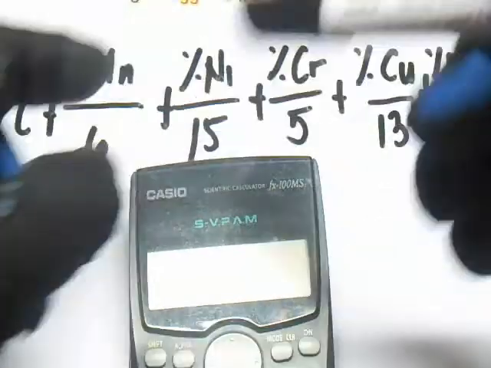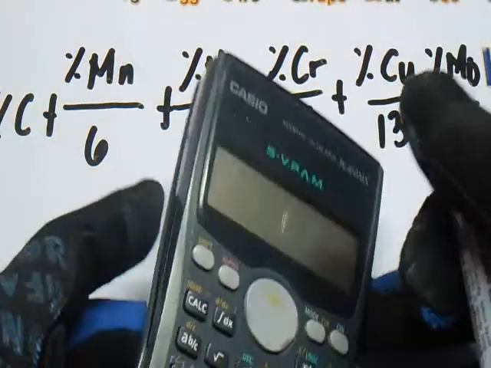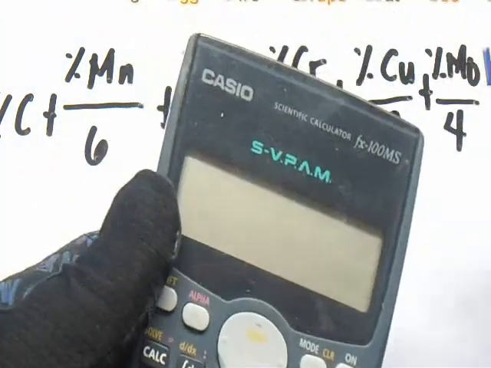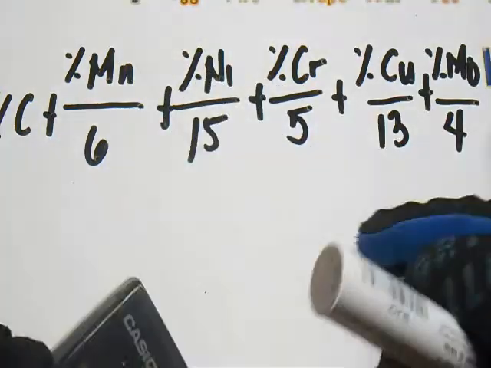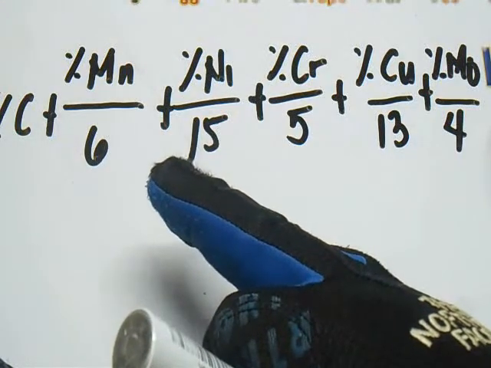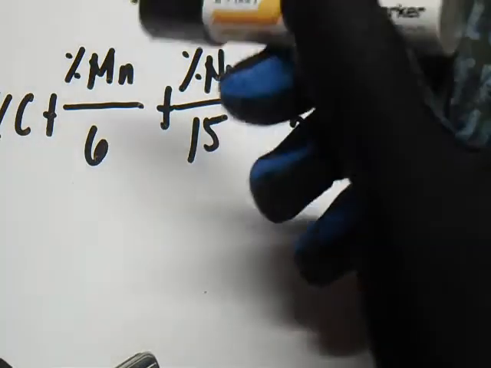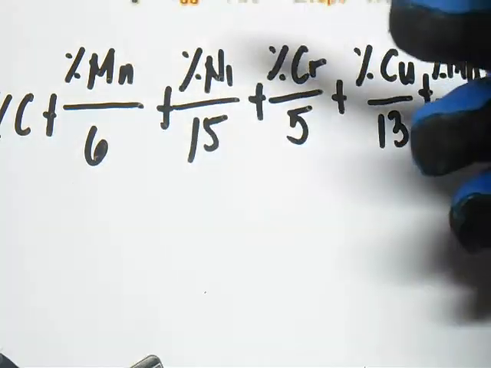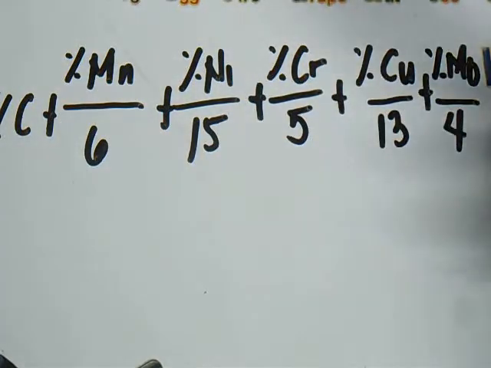Hi, this is an example of a typical carbon equivalent calculation. This formula is intended for carbon and alloy steel containing more than 0.5 carbon, 1.1%, 1.5% of manganese, 3.5% nickel, 1% of chromium, and 1% of copper, and also 0.5% of molybdenum.